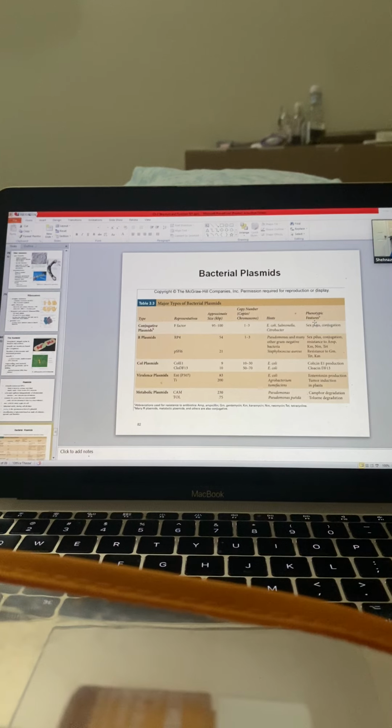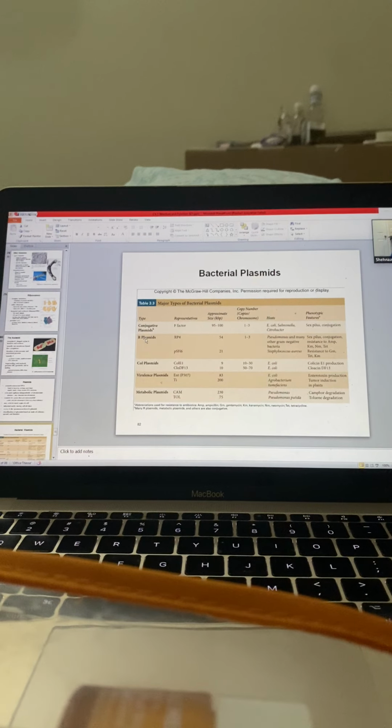And their phenotypic feature, that means what ability will they give the cell? They will give them the ability to produce a sex pilus, and they will be able to perform conjugation with some similar species of bacteria. Okay? Conjugative plasmids.